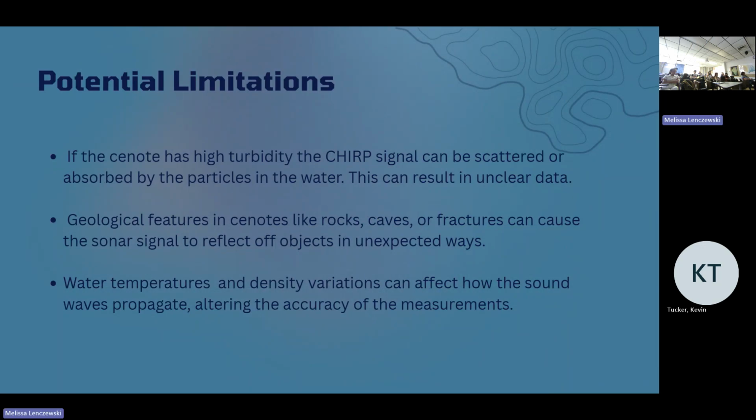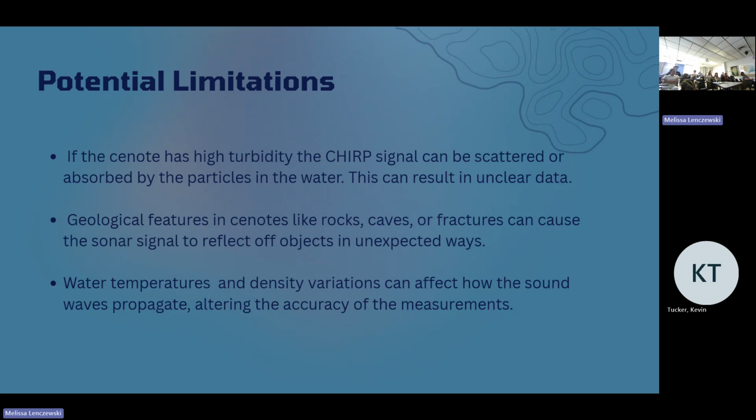Okay, so my potential limitations. If a cenote has high turbidity, which is just cloudy water and particles in the water, the chirp signal can be scattered or absorbed by particles in the water, which can result in unclear data. Geological features like rocks, caves, or fractures can cause the sonar signal to reflect off objects in unexpected ways. So if there's a big rock on the very bottom of the cenote, I won't know if that's the true depth. So that's some kind of limitation.